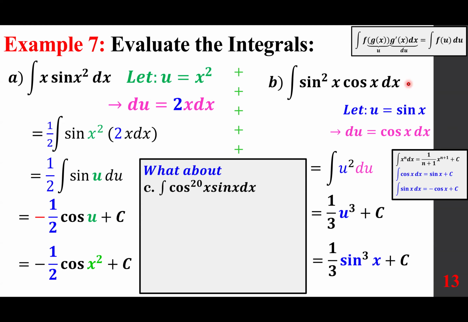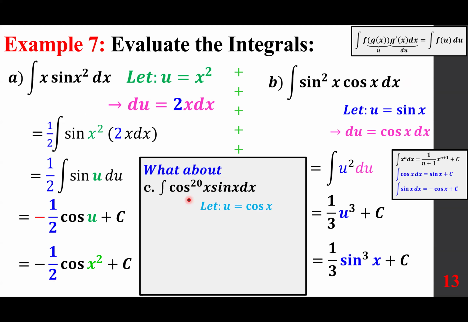What about the case where cosine has the exponent? The integral of cosine to the power of 20 x sine x dx. Obviously, cosine x is the choice of u. So what is the derivative? Minus sine x. Therefore, du is minus sine x dx.